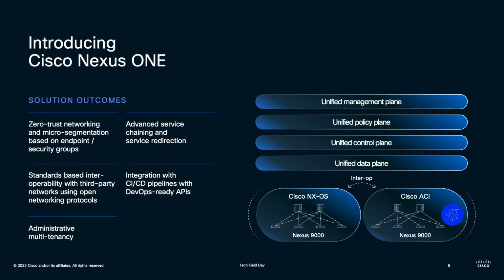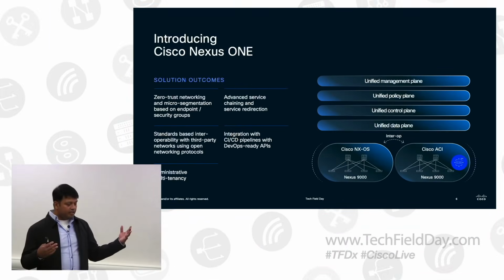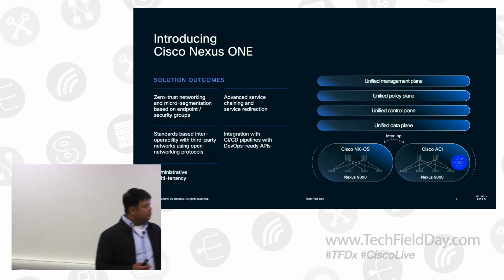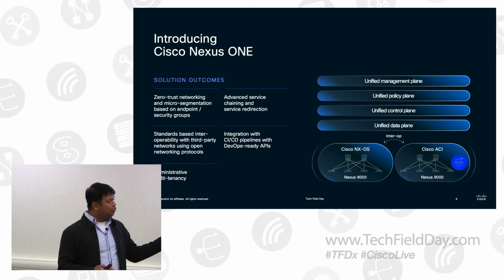And outcome-wise, what we are talking about here is being able to provide zero trust networking with micro-segmentation policies based on endpoint groups or endpoint security groups, being able to do advanced service chaining and insertion of L4 to L7 services, being able to interoperate with third parties using open protocols, being able to integrate very well into CI/CD pipelines, administrative multi-tenancy, and so on and so forth. So the idea here is to bring these two architectures to deliver these solution outcomes and also make them interoperate with each other, right?